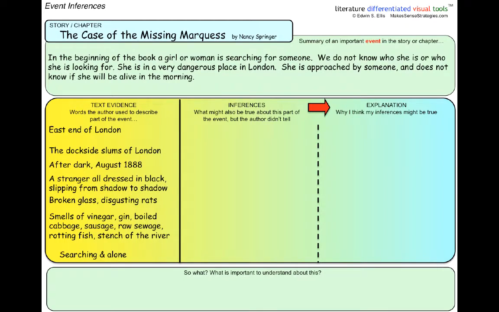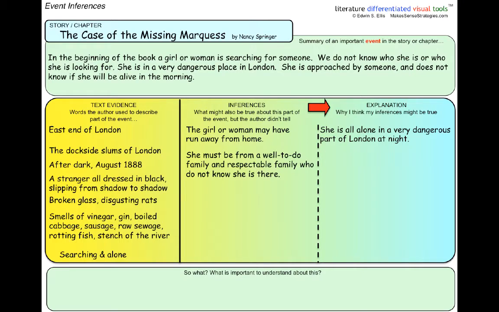So some inferences that might also be true about this part of the event, but the author didn't tell, might be the girl or the woman may have run away from home. Why I think so? Well, she's all alone and she's in a really dangerous part of London at night. Another inference is that she must be from a well-to-do family and a respectable family who probably doesn't know that she's there. Why I think so? Well, her family may have never let her go out by herself like this.